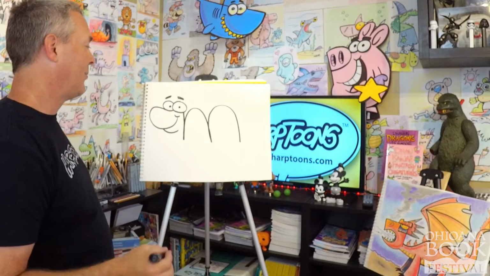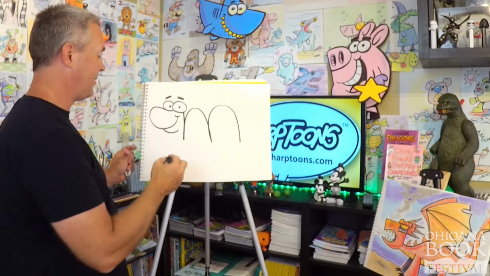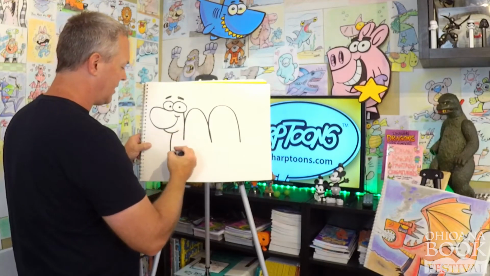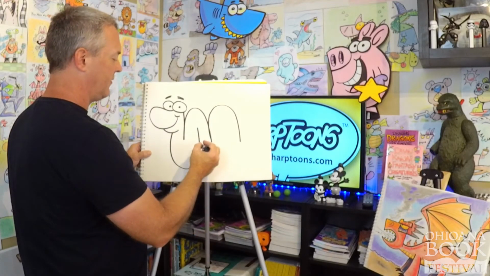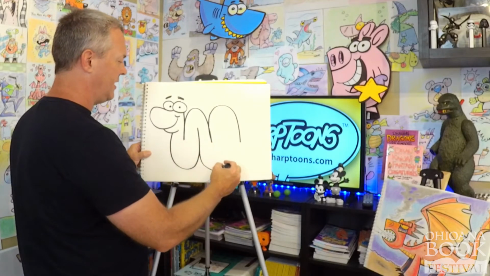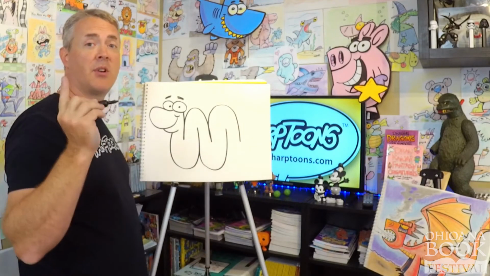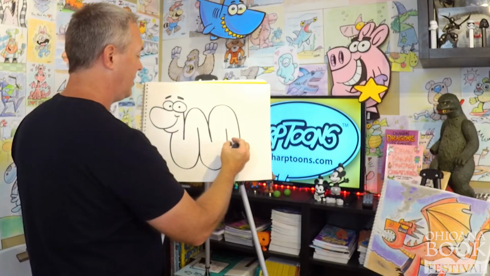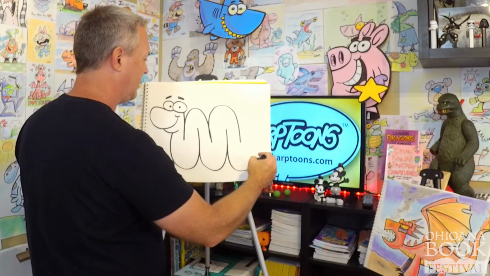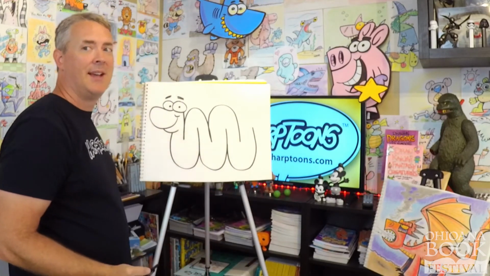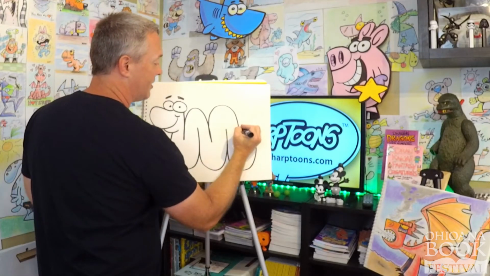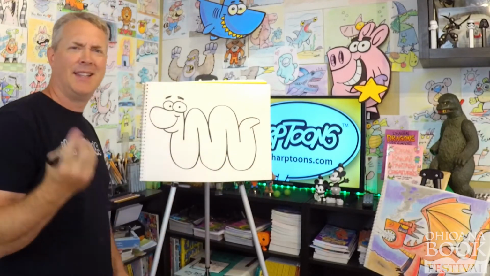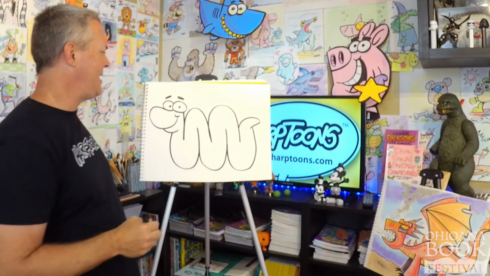Okay, now we're going to draw the snake's body. We're going to draw a line here and another curved line here. It's like a letter U right next to it. And then we're going to draw one more letter U right here. The snake's almost done. We just need to draw a tail. So we're just going to draw a little curved line. And there you go. You just drew a snake.